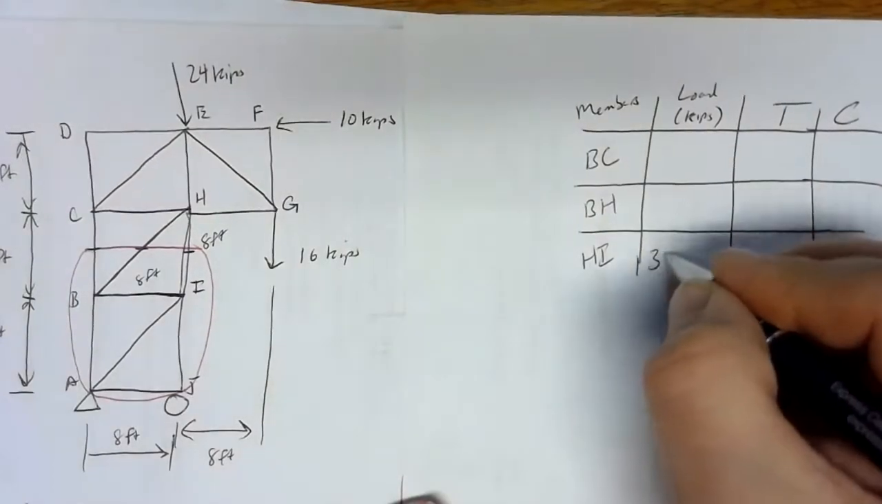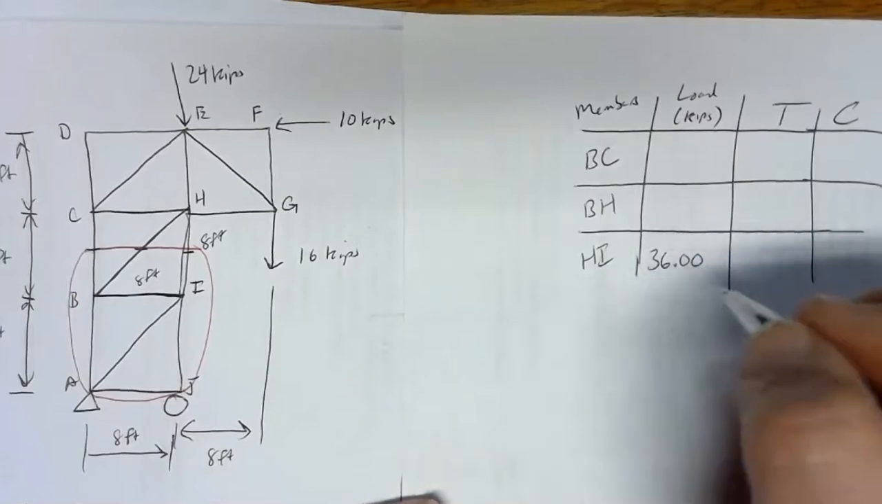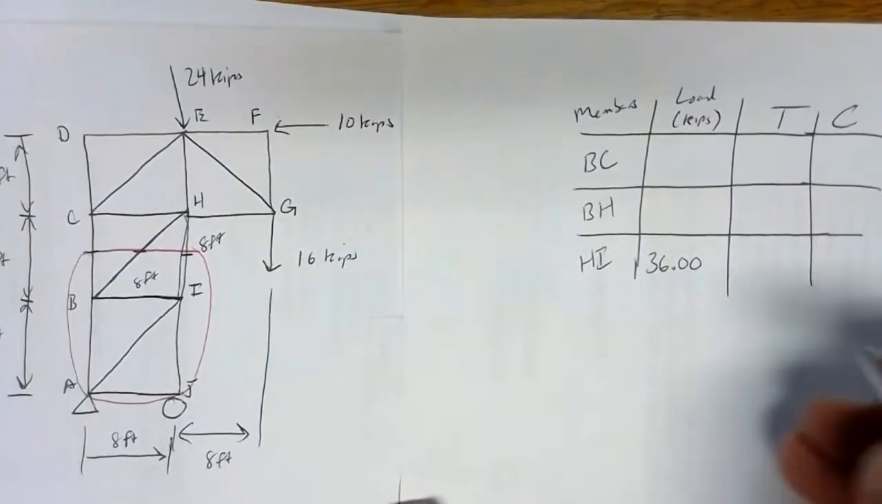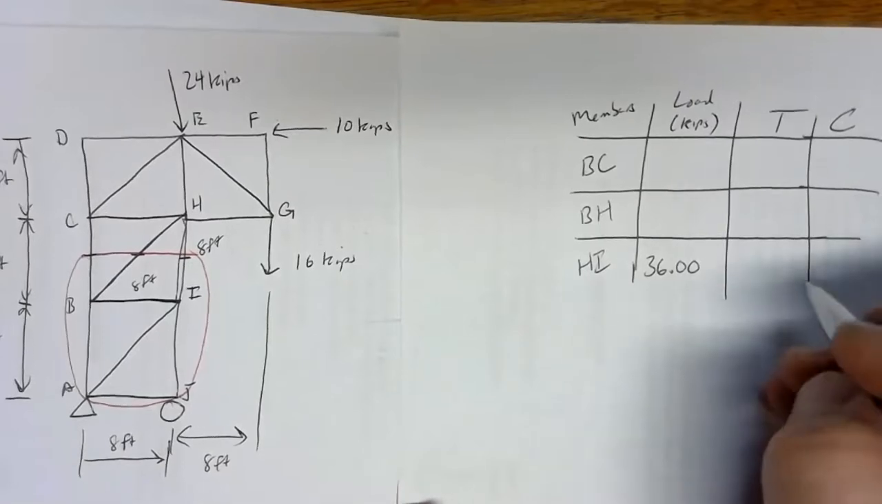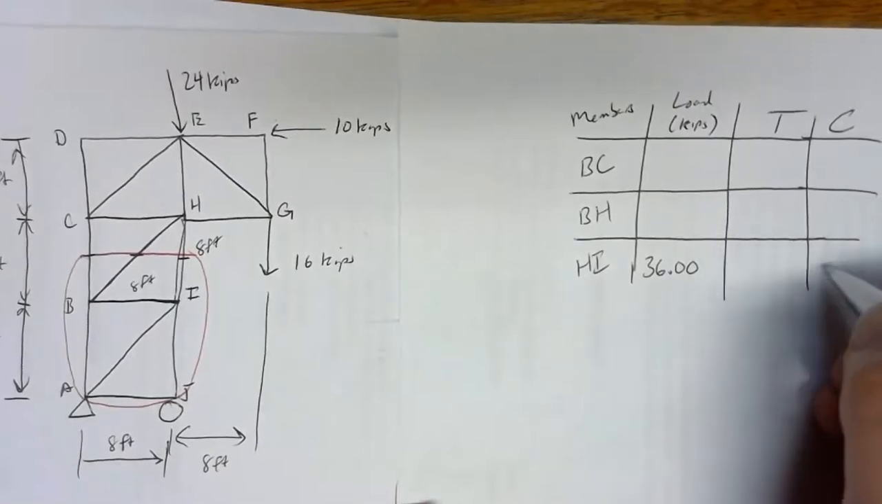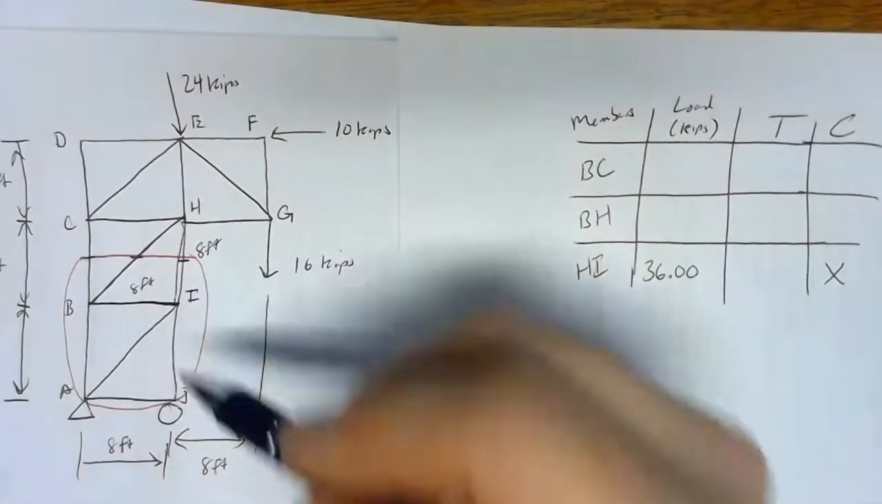So that's 36.00, though that was an exact number. There were no round off issues with that number, but to meet the objective of the problem, we'd have to put 36.00 there. And that came out negative. Negative means compression. So that says member HI is in compression.